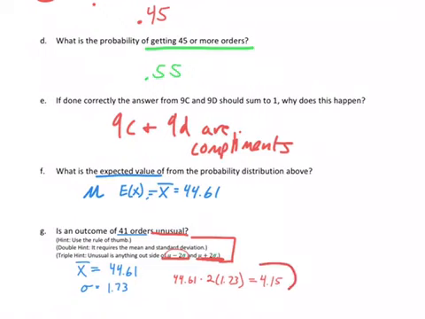So anything below, it looks like I got a decimal place in the wrong spot. Let me fix that really quickly. This is not 4.15. This is 41.5. Sorry about that. So 41.5. Anything below that is going to be unusual. And in this case, my value of 41 is below that. So the answer is yes. This is going to be unusual.